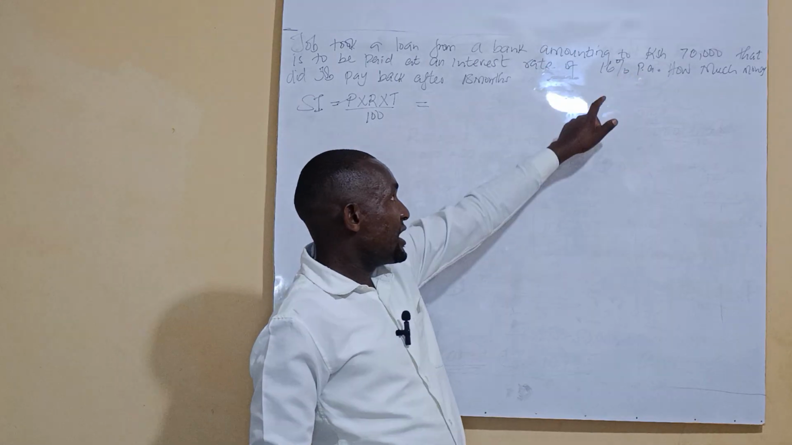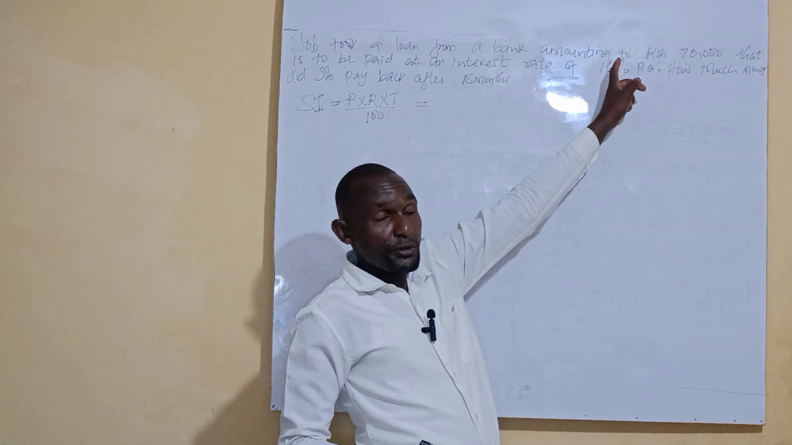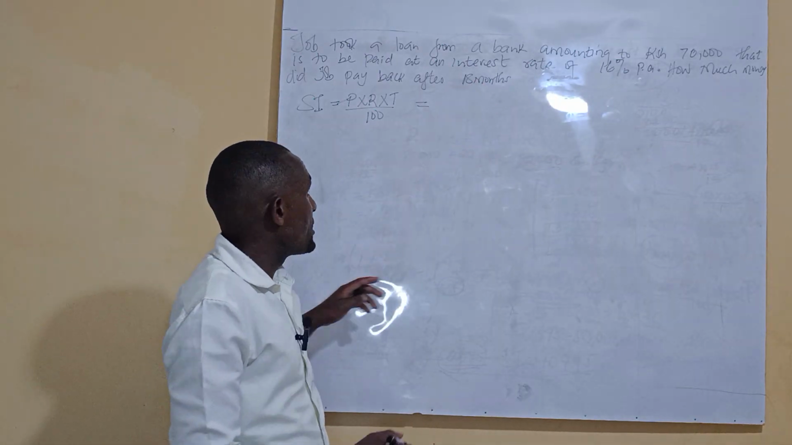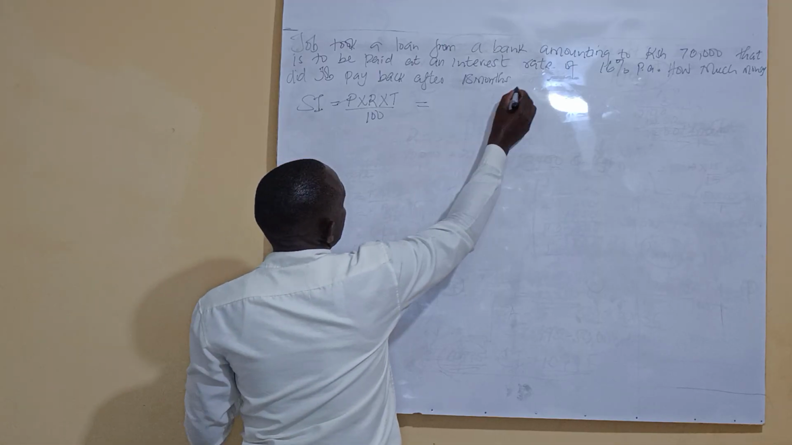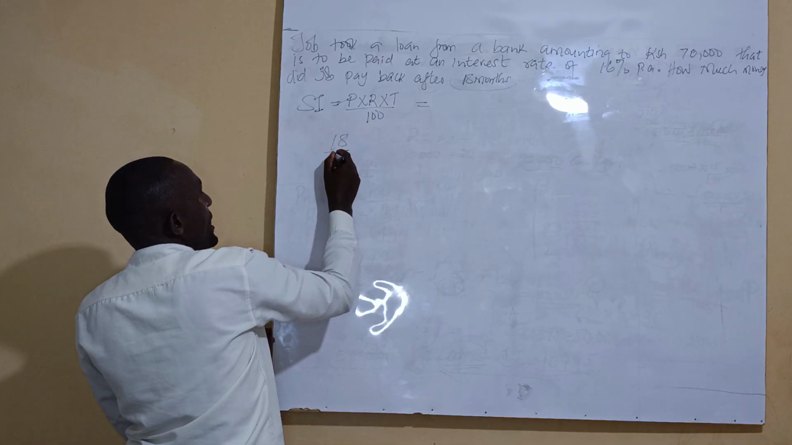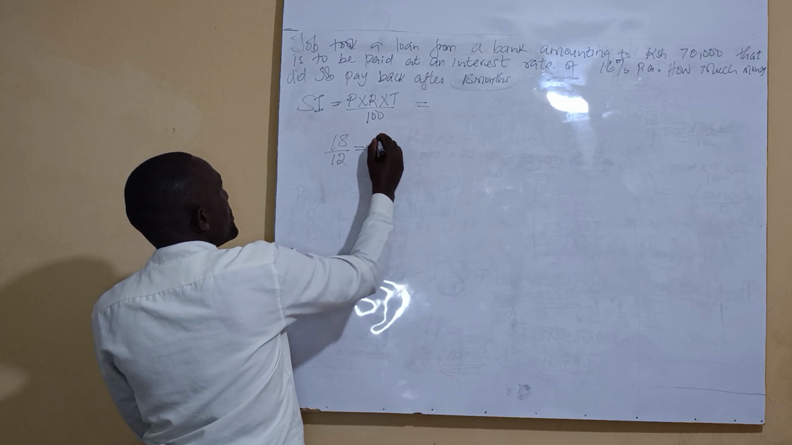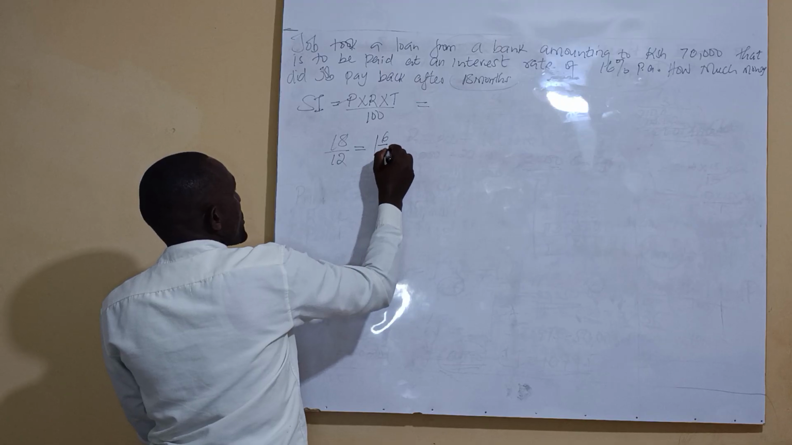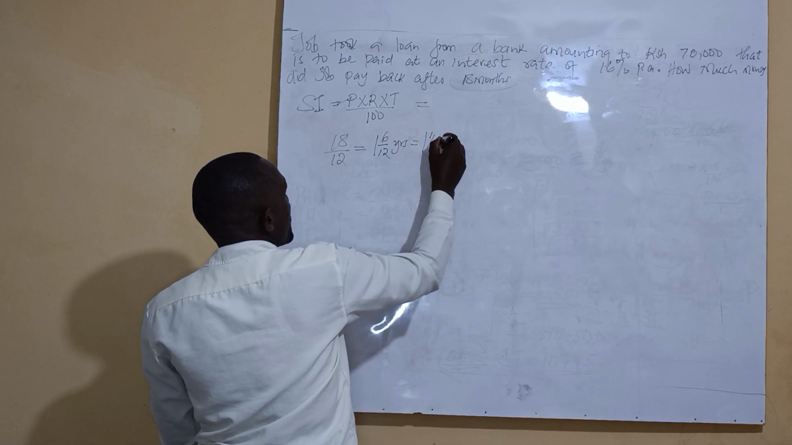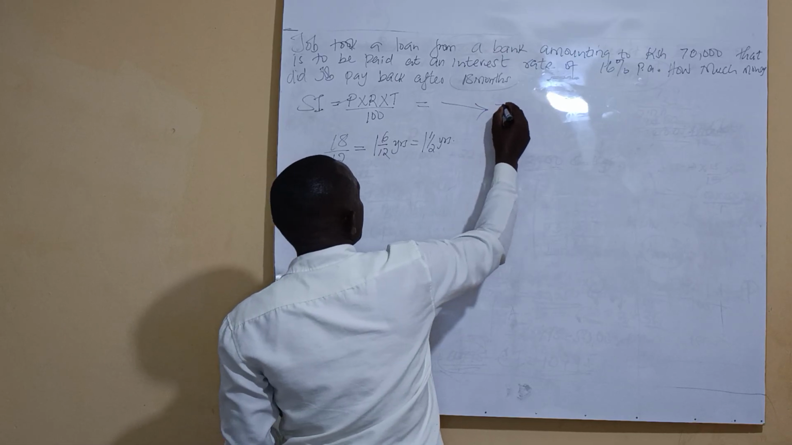It is either you change this 16% per annum to be per month, or else you convert 18 months into years. I take that we change this one into years, which is 18 divided by 12, which is going to be 1 and 6 over 12 years, which is equivalent to 1.5 years.